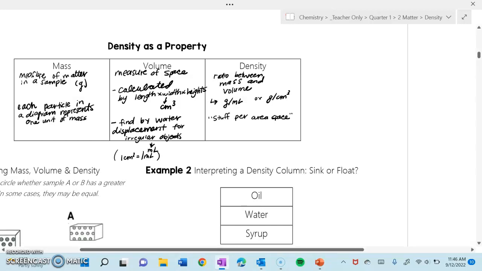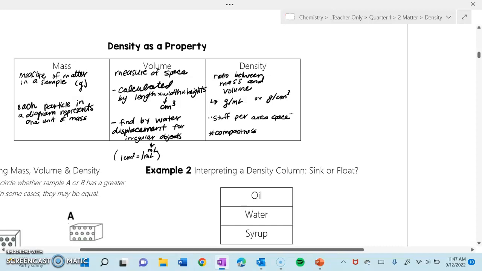It represents the compactness of the particles. So when we have things that are really compact and smushed together, that would be highly dense. And if we have particles that are separated from one another, not as compact, that would be something that is less dense. So it is also kind of a one-word definition, compactness, if you will. Okay, so stuff per area space, or the compactness of the particles.